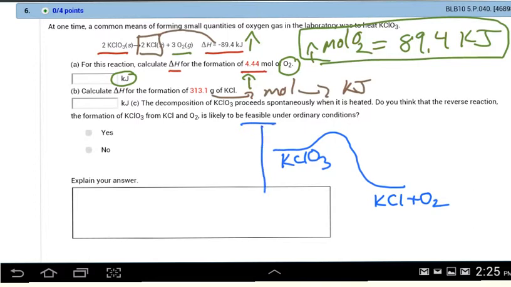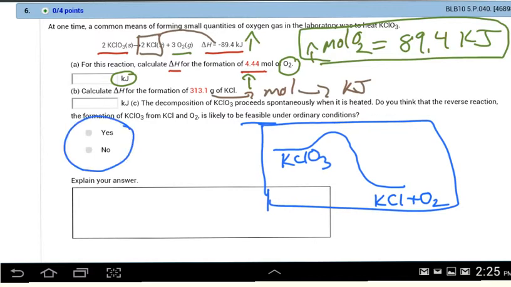And if this is what the enthalpy diagram looks like for the forward reaction, you can imagine what it would look like for the reverse reaction. And so I'll let you decide whether you think it'll occur easily or not.